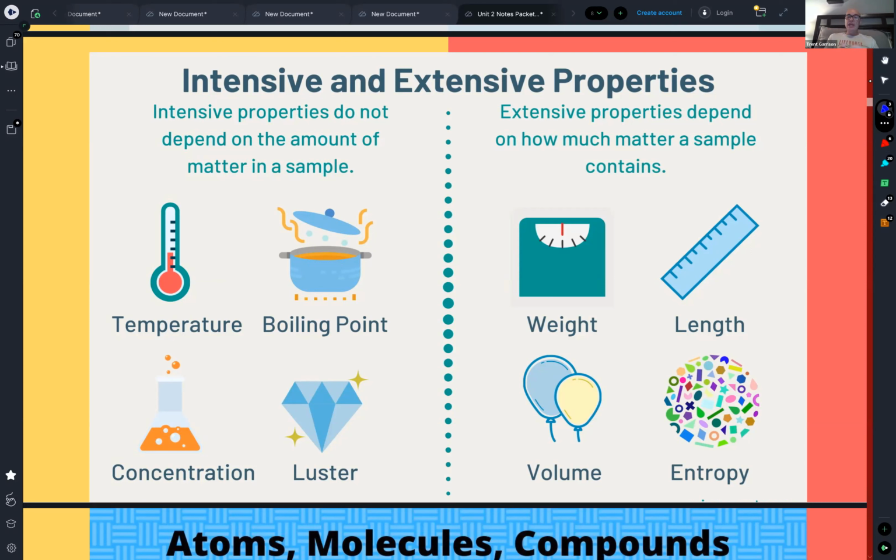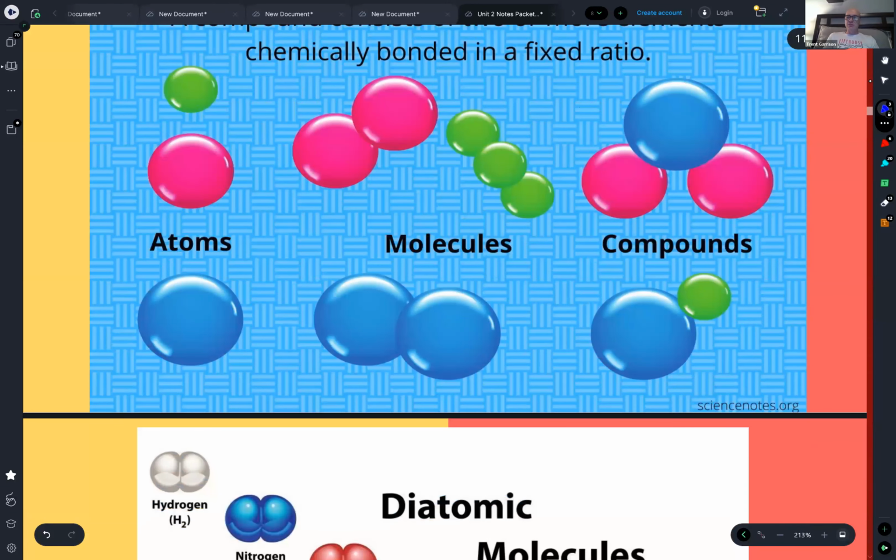If I take gold, it will be a predictable density. If I take the density of water, it will be predictable no matter what. However, extensive properties depend on how much there is. The more I have, the more mass, the more weight. The more I have, the larger the space it's going to fill up, the more volume.